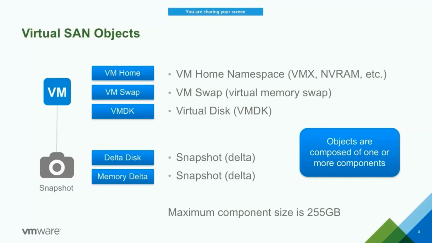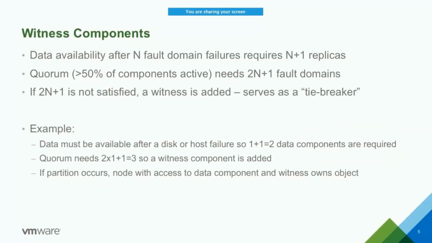Now, getting a little more granular with that, each of the objects is composed of at least one or more components. So there could be multiple components that make up a single object. One thing to keep in mind as we continue through the conversation is that each component has a maximum size of 255 gig. And we'll certainly talk more about components and objects as we continue forward. One of the more unique components you're going to see is called a witness component. And that is required for tiebreaker type situations. For example, if we have a network partition and we have a couple of sides there, one side or the other trying to claim ownership of a particular object, the witness will be used to basically break that tie.